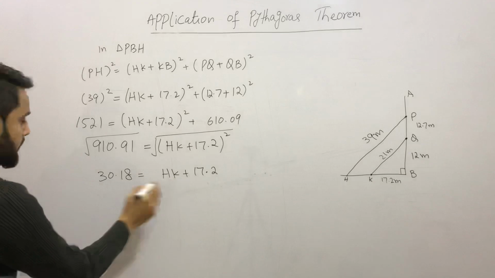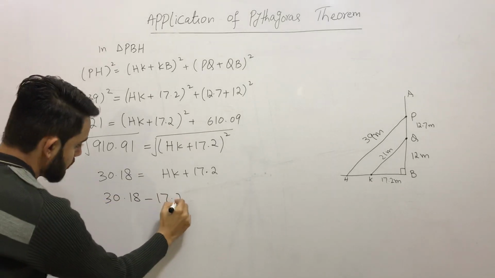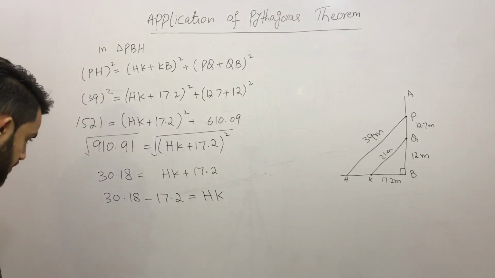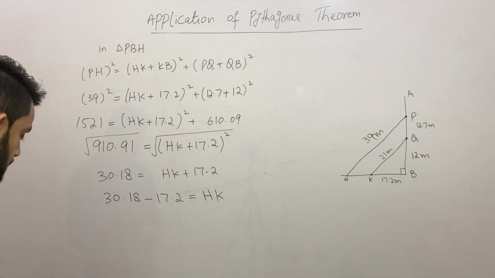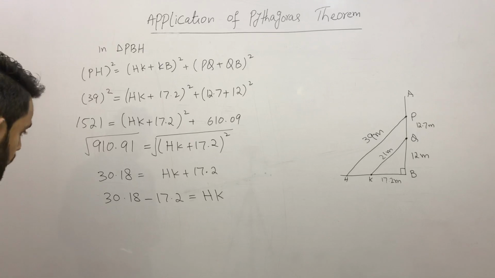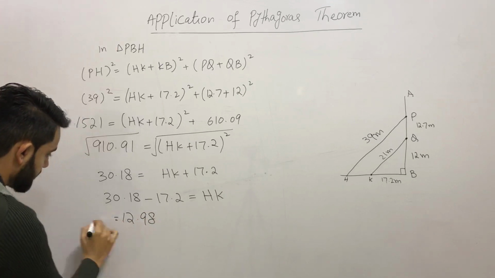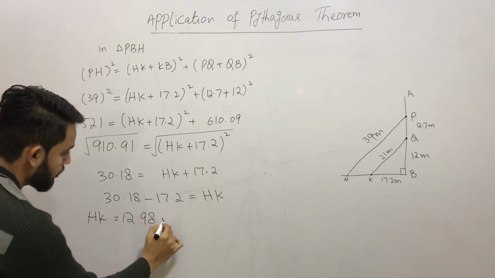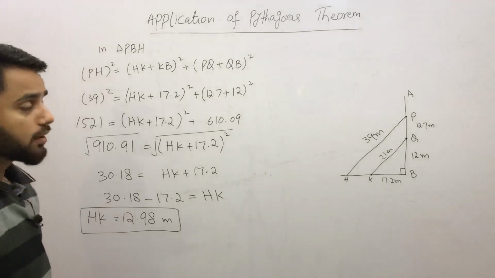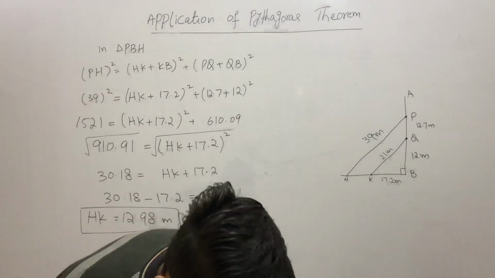Now bring that 17.2 to the other side. 30.18 minus 17.2 equals HK. Subtract it. 30.18 minus 17.2 and it will give you 12.98. That is basically your HK, and don't forget to mention the unit, which is meter. So that's how we are solving a real life problem in mathematics by applying the Pythagoras formula.